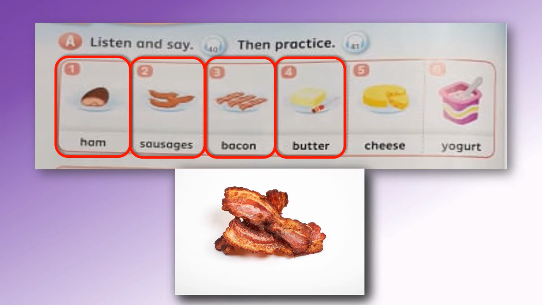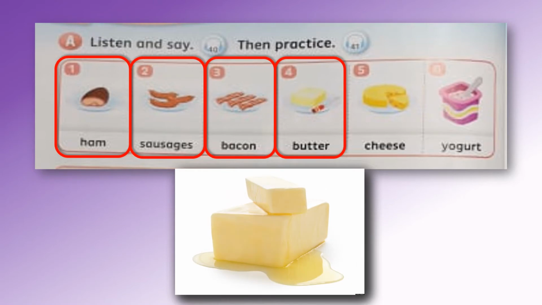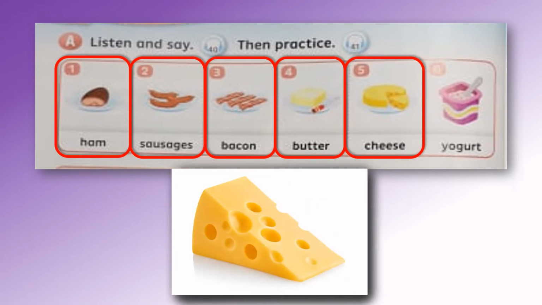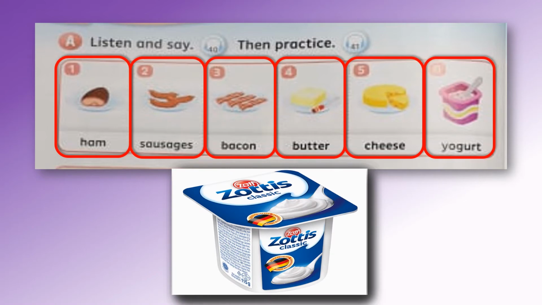Number 4, butter. Butter. Number 5, cheese. Cheese. Do you like cheese? I love cheese. And number 6, yogurt. Yogurt. I really, really like yogurt. I like 7-Eleven yogurt.